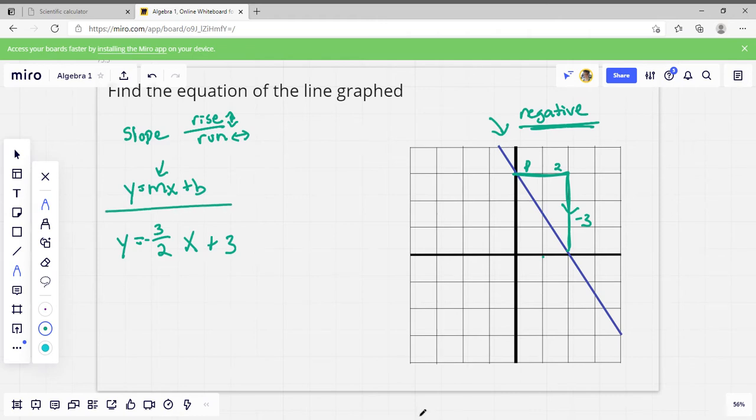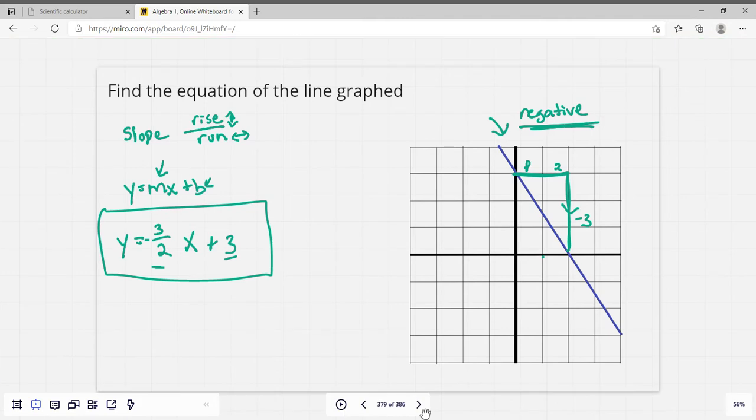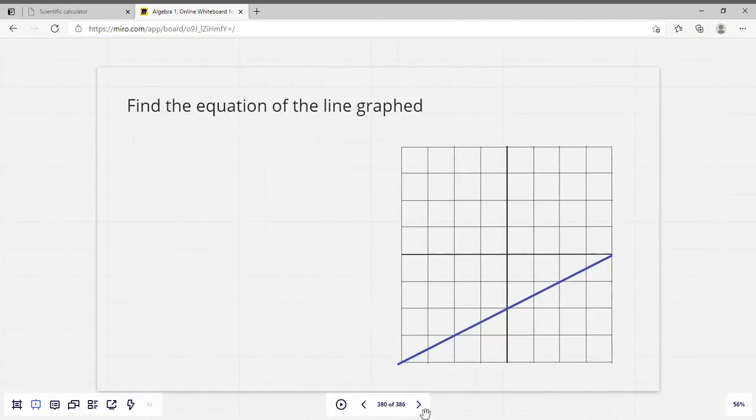So here's the equation for that line. It's really, really simple to find it. You just find your y-intercept. That goes at the end where your b is. And you find your slope, which is just rise over run. We'll do a couple more examples. Find the equation of this line.